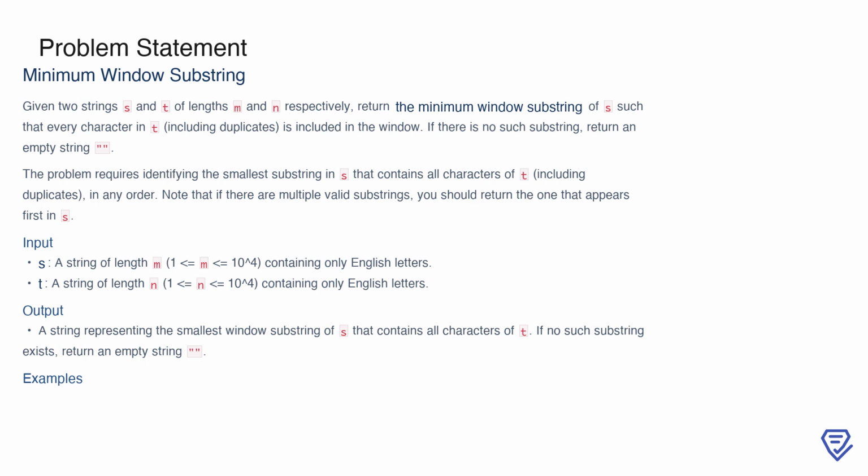to be valid. The input constraints specify that both S and T are strings of lengths up to 10,000, and they consist only of English letters, both uppercase and lowercase. The result should be the smallest valid substring of S, and if there are multiple substrings of the same minimum length, we return the one that appears first in S. This means the solution must carefully balance correctness and efficiency, given the potentially large input sizes.